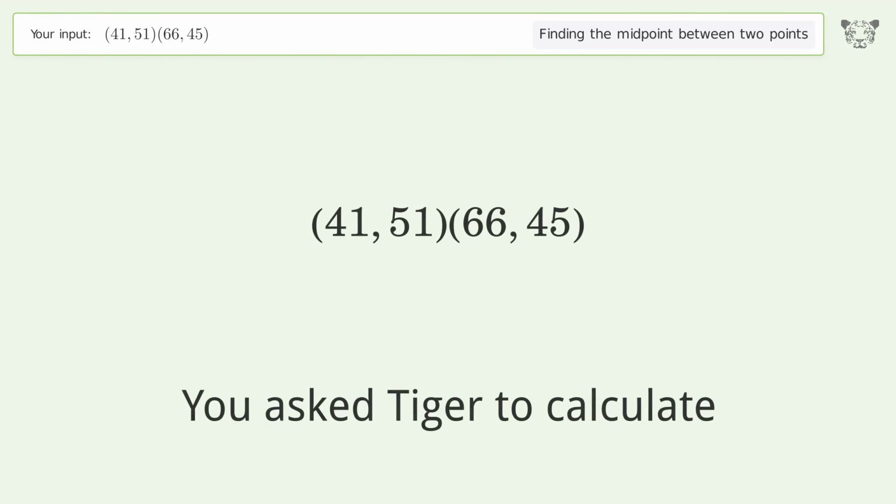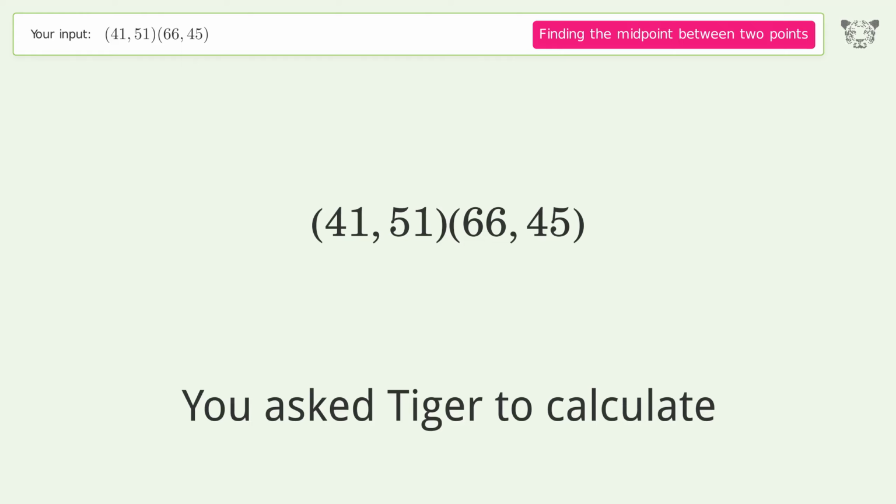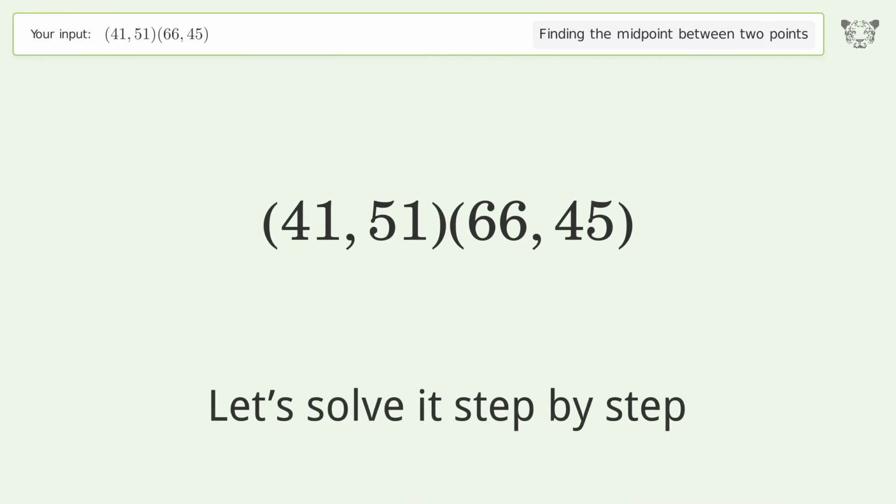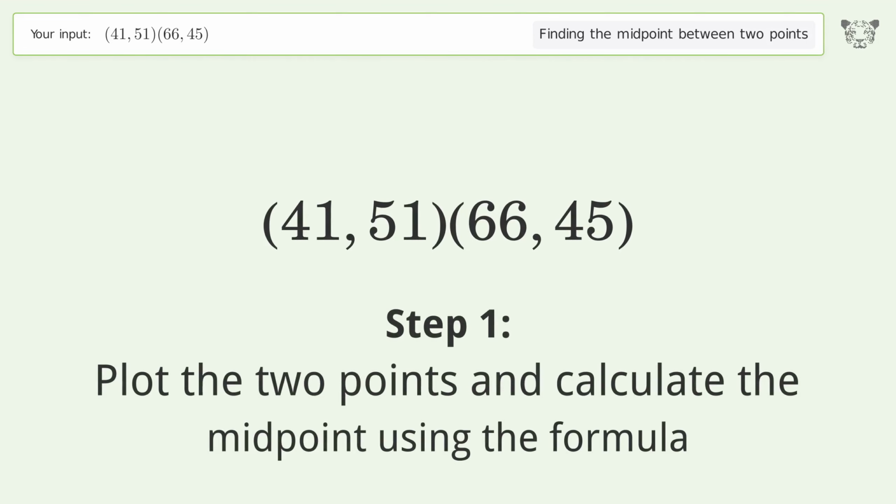You ask Tiger to calculate. This deals with finding the midpoint between 2 points. The midpoint between the 2 points is 53.5, 48. Let's solve it step by step. Plot the 2 points and calculate the midpoint using the formula.